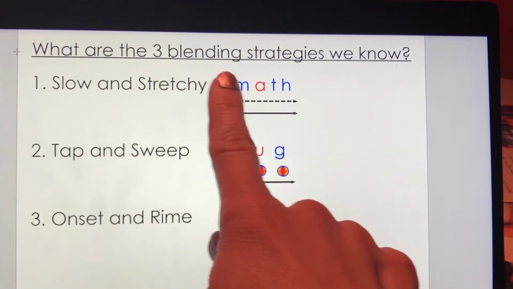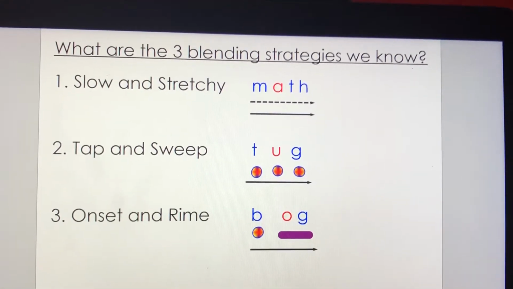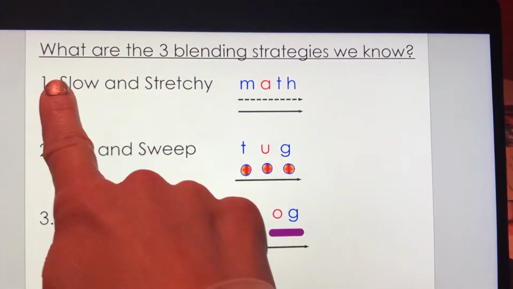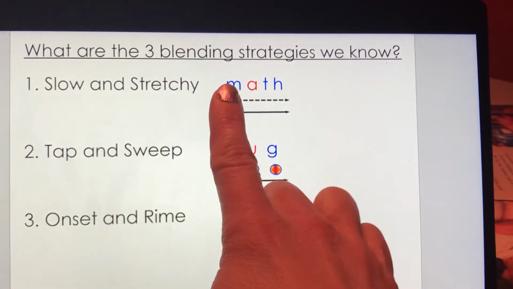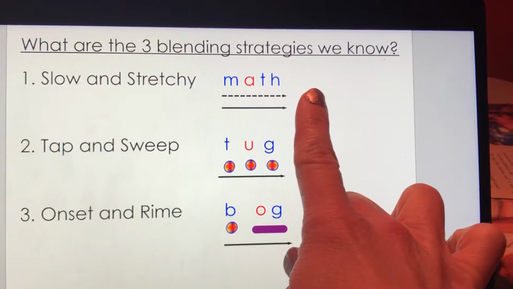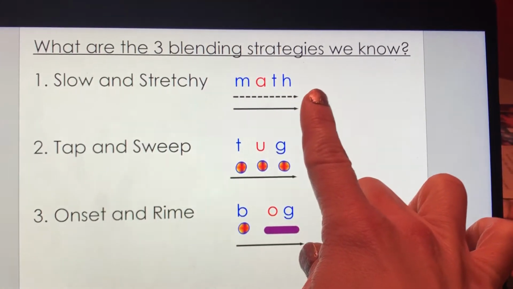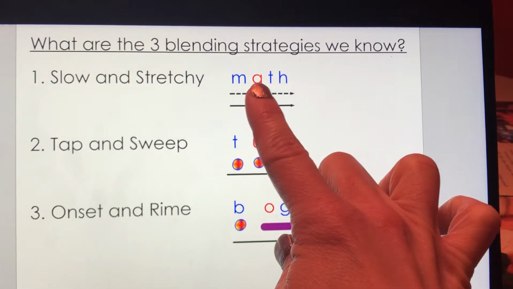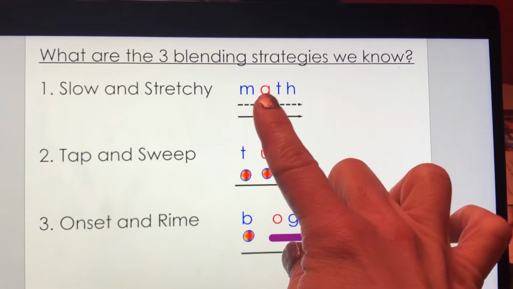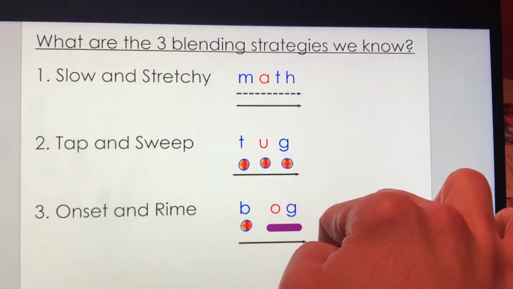Okay, so let's review the blending strategies that we know so far. What are the three blending strategies we know? Well, the first one is the slow and stretchy. Slow and stretchy is when you take your finger and you slide it really slowly underneath each letter and you make the sounds all together so they flow nicely one into the next. You do not pause or leave any type of breath in between these sounds.